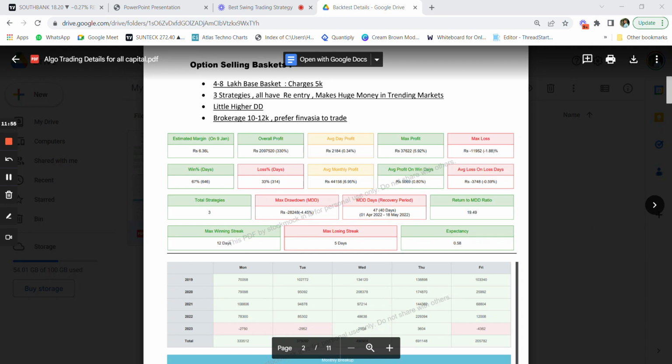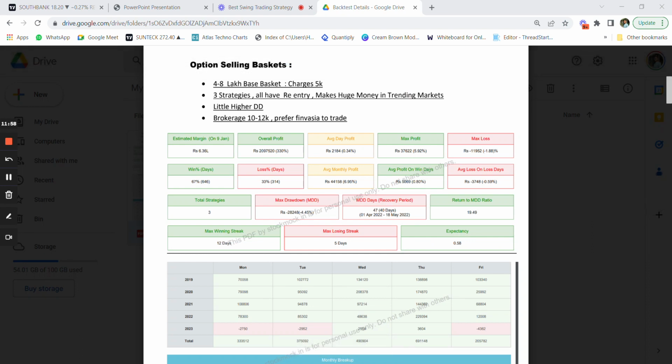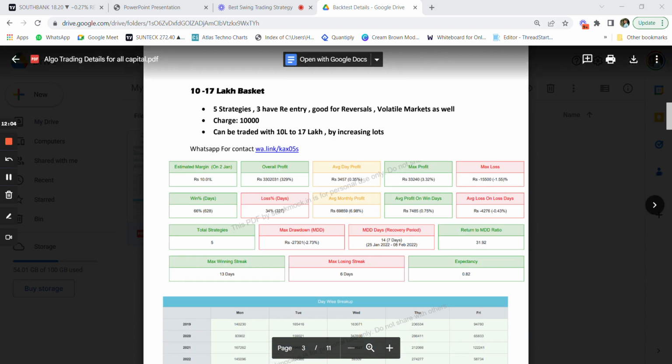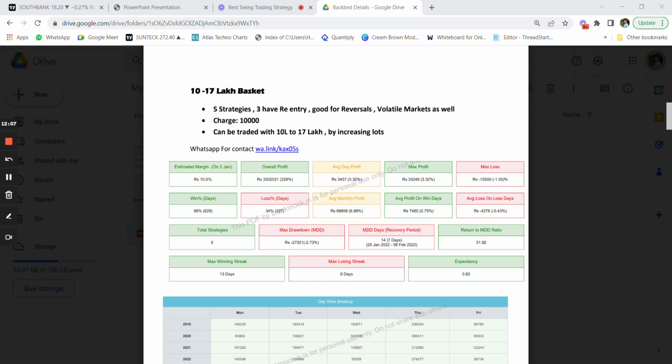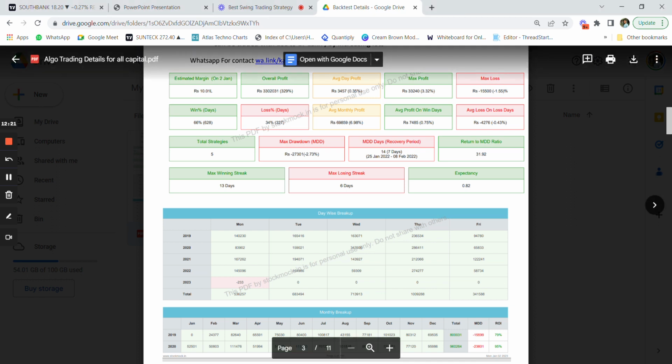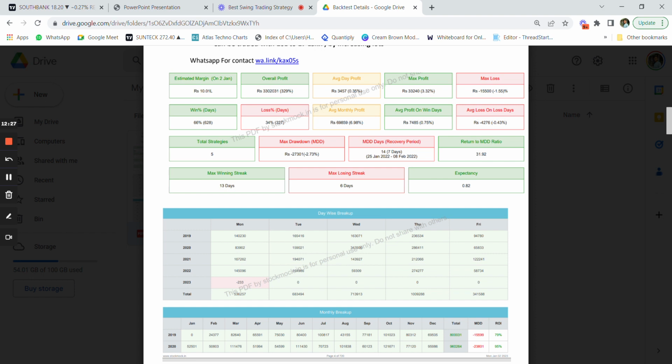Now, I would like to talk about one of our algo trading strategies that has given bumper returns in the past. And this is a 4 to 8 lakh basket. And this is a 10 to 17 lakh basket that has given around 330% returns in the past 4 years. And currently, we have started trading the strategy as well. Currently, the strategy is in a drawdown of around 1% only. As you can clearly see, the maximum drawdown of the strategy is only 2.5%, and the max loss is capped at around 101.5% here.